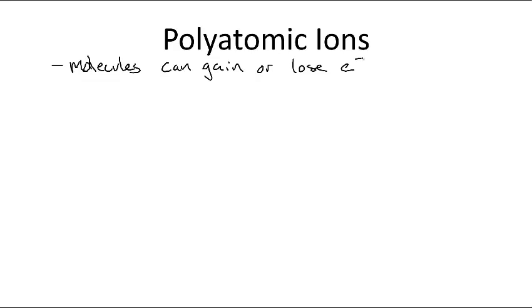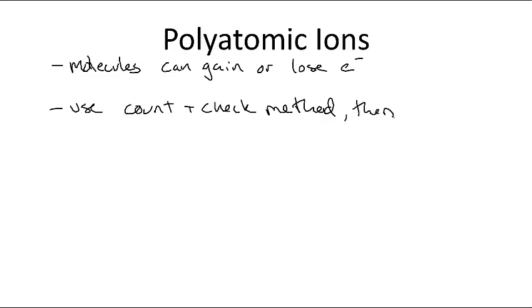Or in nature. So in order to draw Lewis structures for polyatomic ions, it's best to use the count and check method, and then formal charge. Okay. So I'll do the first one, and then I will ask you guys to do the next.